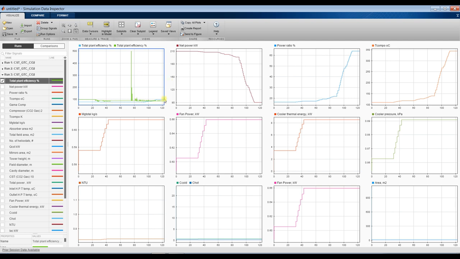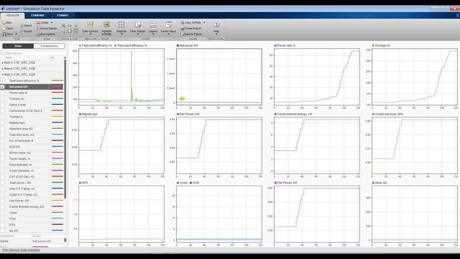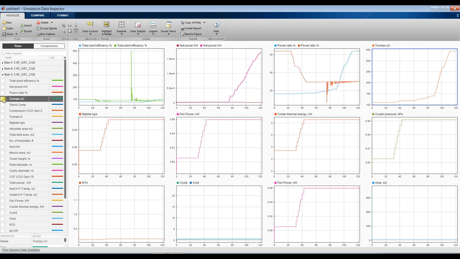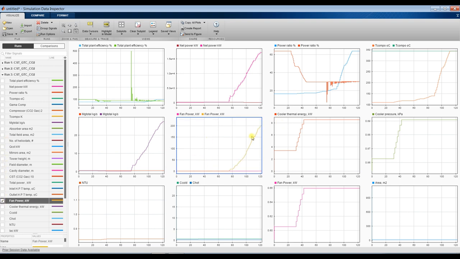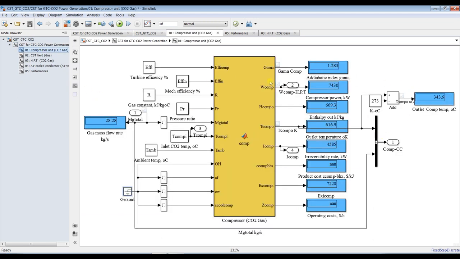There are some changes in total plant efficiency and net power. This is huge because we increased the power massively, from 200 kilowatts up to 25 megawatts. So there is a massive power change. As you can see here, the compressor outlet temperature is massive. Let's go for the total mass flow rate, with a massive increase, and fan power. Anyway, you can go inside and check your results from here. The total cycle mass flow rate is from 0.6 kilograms per second up to 28 kilograms per second.